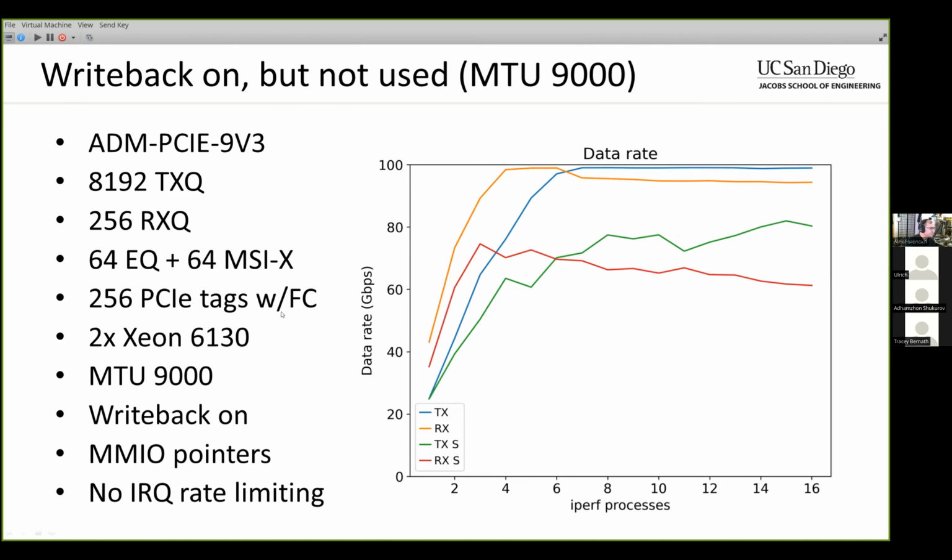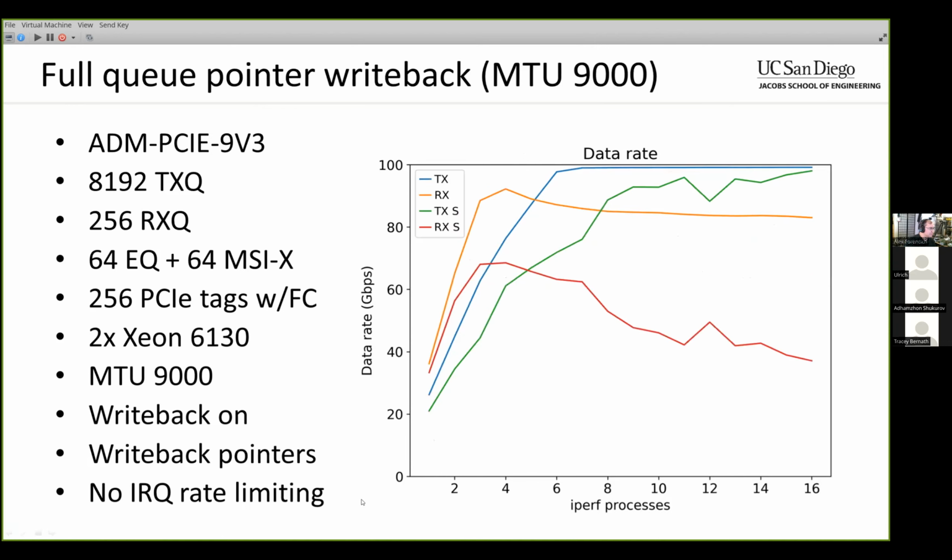ideal. And then if we turn on the full queue pointer write back, so the driver is actually using the written back pointers, then the performance is significantly degraded. The other thing that's interesting is that the TX performance when you run both the TX and RX at the same time just takes off. So that's kind of interesting.